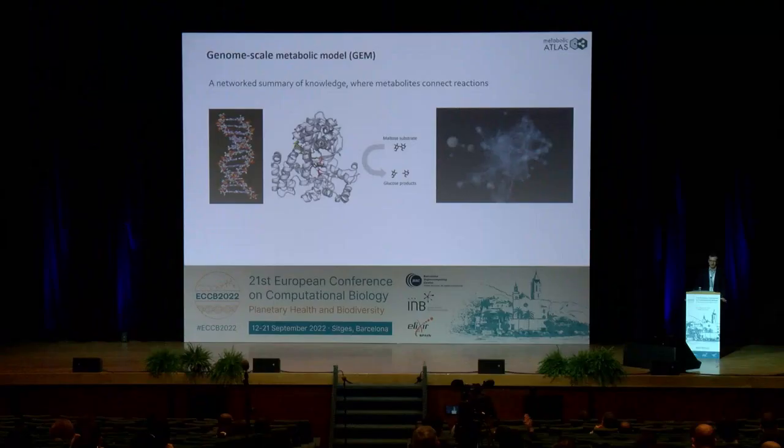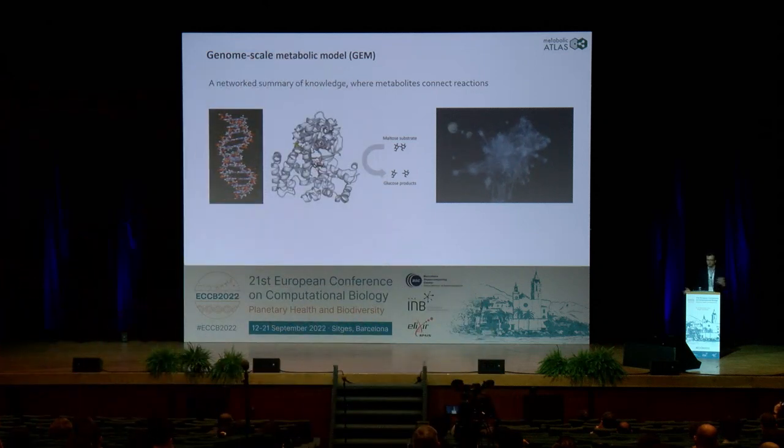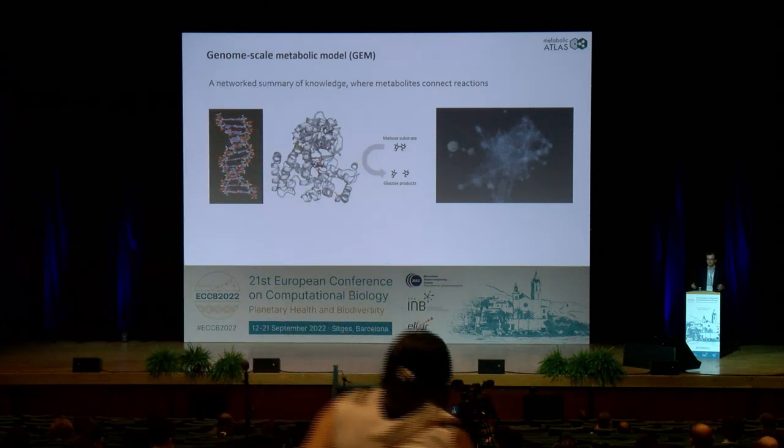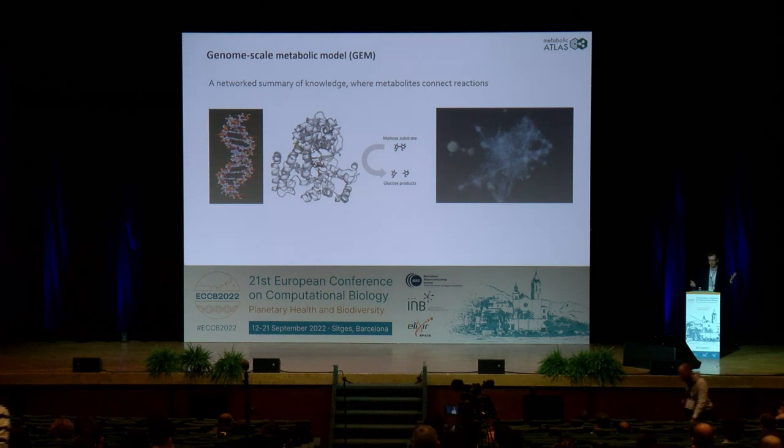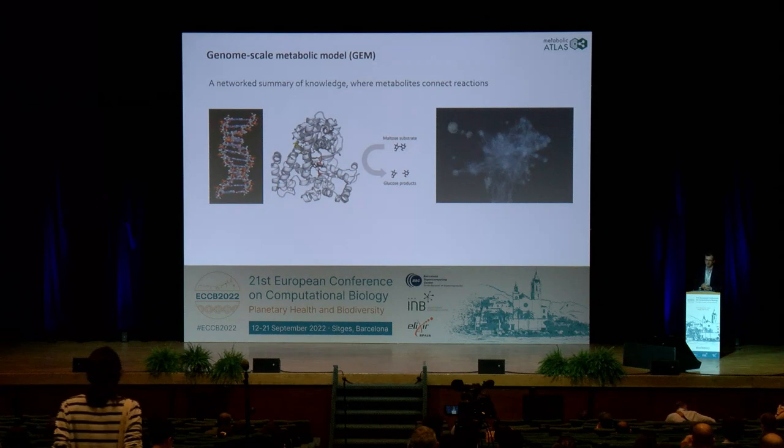So what is this? The way I tend to explain it is that it's a network summary of knowledge, where metabolites connect reactions. But what happens in practice is that we start from the genome sequence, and then we look at the coding region and the proteins, and in fact, just at the enzymes, which catalyze reactions. So you have a reaction with reactants and products, and then the products of that reaction become the reactants in the next one. And then you end up with a relatively large network, and you see a visualization of it on the right. I've used those images from Wikipedia to explain a little bit how these models are created.